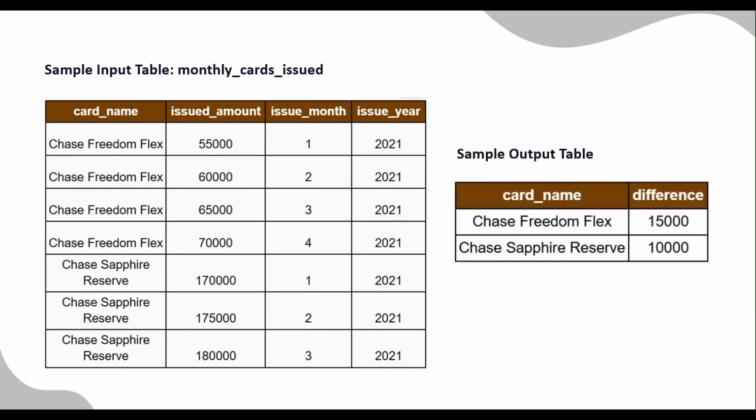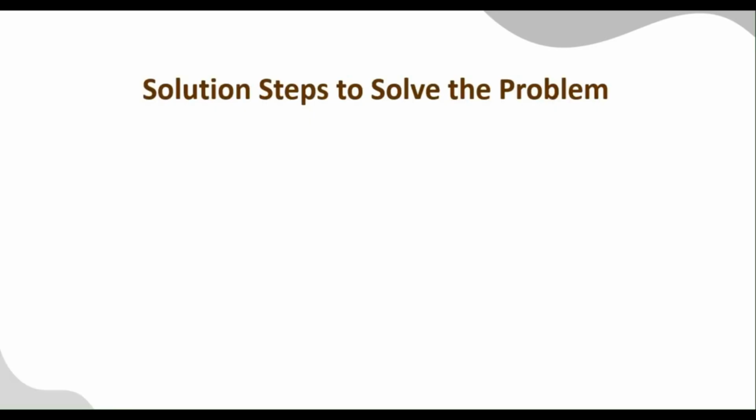As you can see from the output, for the Freedom Flex card, the difference is 15,000, and for the Sapphire Reserve card we can see that the difference is 10,000 that we just calculated. So alright, you're clear with the sample input table and the sample output table. Now let's move on to writing the SQL query and what would be the solution steps to solve the problem.